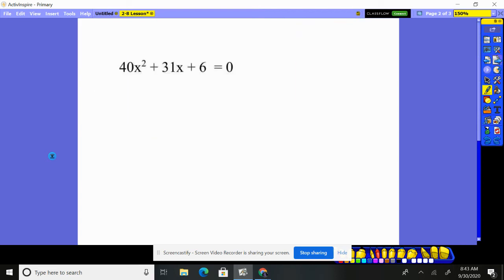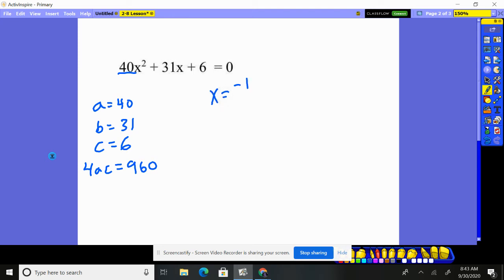Look at this one. You could maybe factor it, but you might not be able to, and if you do, it's going to take a while. So here I'd say, I'm going to go ahead and use the quadratic equation. A is 40, B is 31, C is 6, and 4 times A times C: 4 times 40 is 160, times 6 is 960.